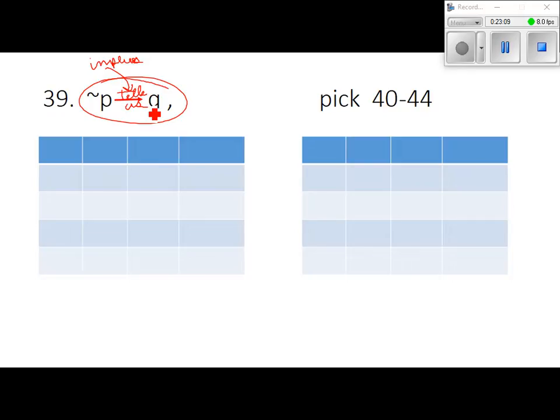So the first thing I'm going to put right here is P, even though there's no P anywhere in here. We got not P, but we don't have P. Then the next column, I'm going to put not P. What am I going to put in the third one? Q. Then in our fourth one here, we're going to put the whole statement, not P implies Q. So we're trying to decide whether these are true or false.